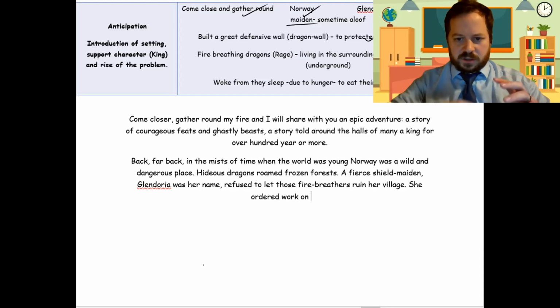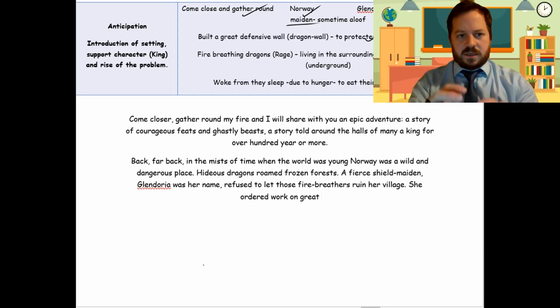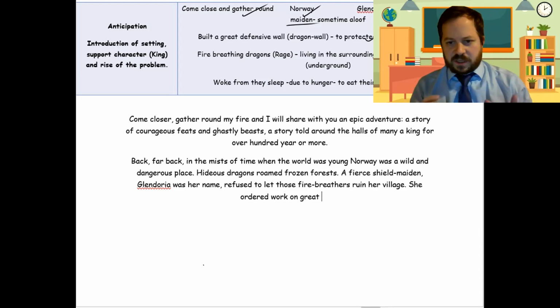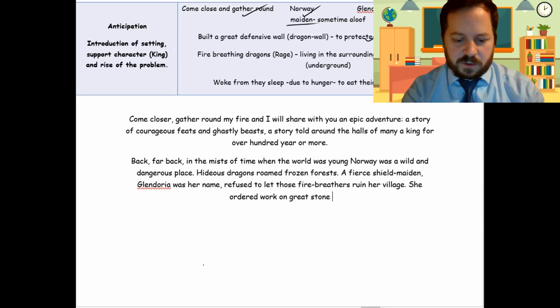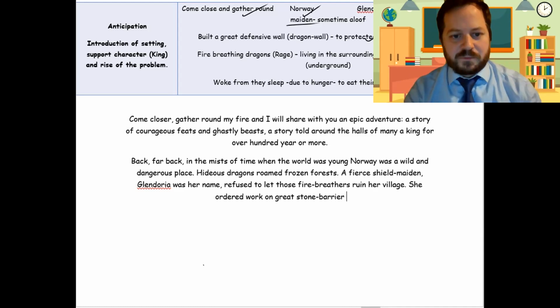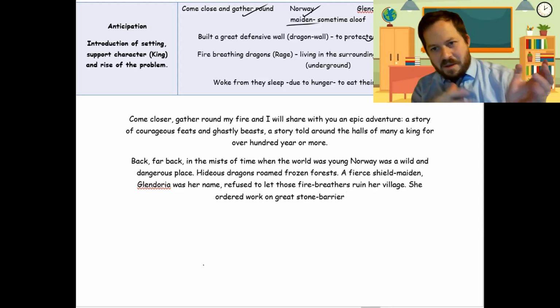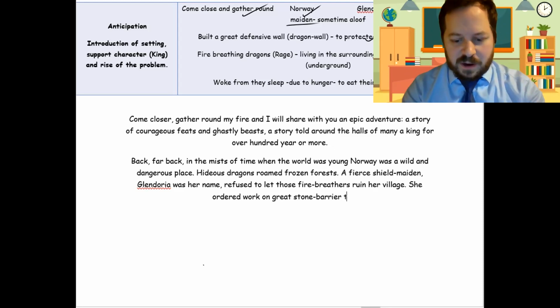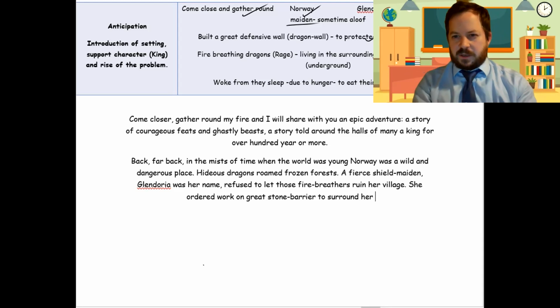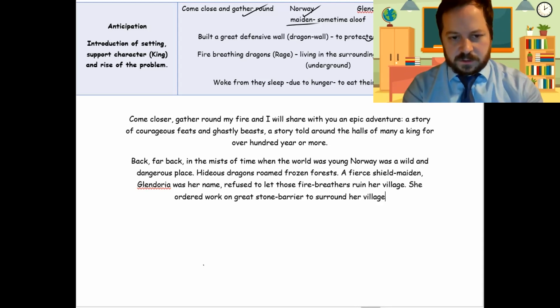Ordered work on a great defensive wall, a great stone barrier. Yes, a great stone barrier. Can anyone think what I might have done there? Yeah, the kenning, trying to keep it in touch with being an Anglo-Saxon story, to surround the village. Or her village. Let's keep her ownership of it, just so it makes it more important. Her, to surround her village.